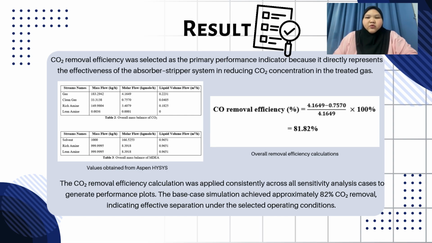For the best case scenario, the CO2 removal efficiency was approximately 82%, indicating that the system is effectively reducing CO2 concentration in the treated gas. This result confirmed that under the selected operating condition, the absorber stripper configuration performed efficiently, and the data can be used to guide further optimization of operating parameters.